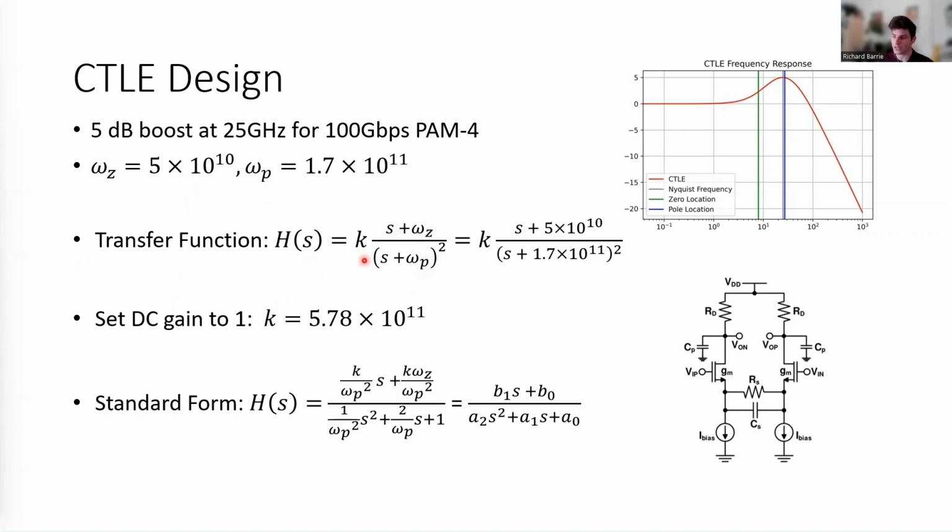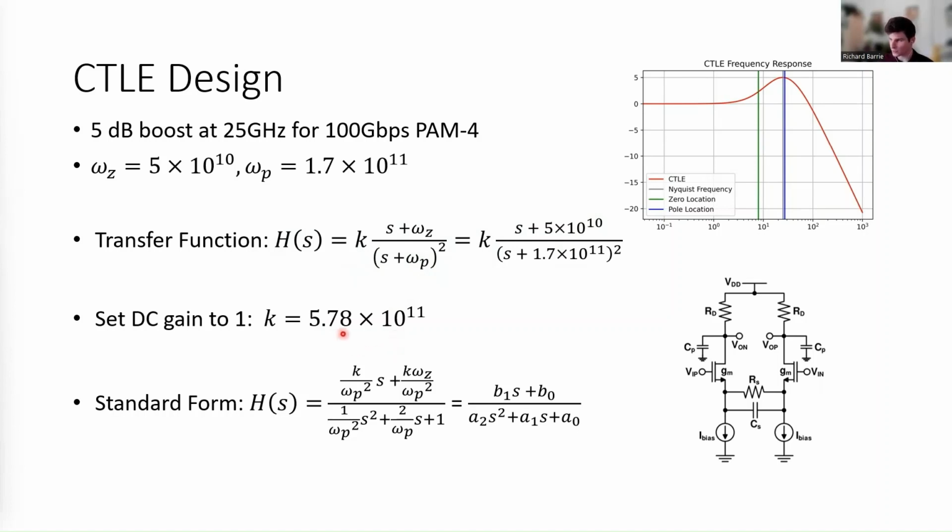We're going to calculate k so that our DC gain is equal to 1. The way we do this is we set our transfer function magnitude, h of s, equal to 1, and we set s equal to 0 at DC, and we can quickly rearrange the equation to calculate that k needs to be 5.78 times 10 to the power of 11. Now we have our transfer function fully specified with omega z, omega p, and k.